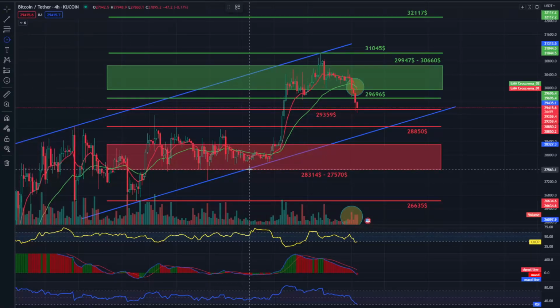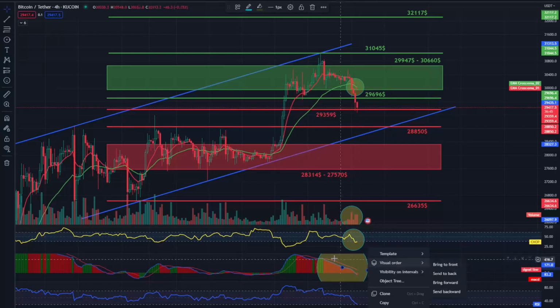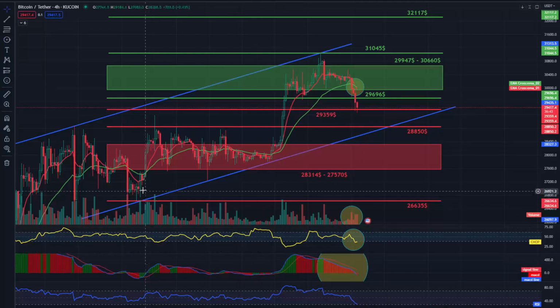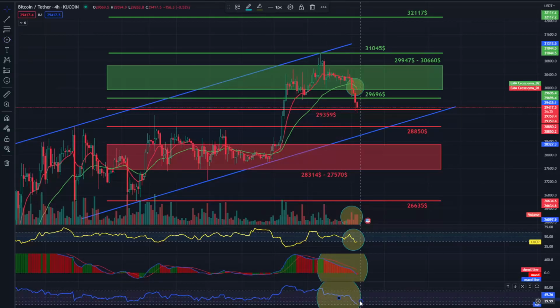Please pay attention to the CHOP index, which indicates that the energy has been used in the current correction. The MACD indicator confirms the ongoing local downtrend. While the RSI has a strong rebound, which may indicate that the current correction will start to slow down.